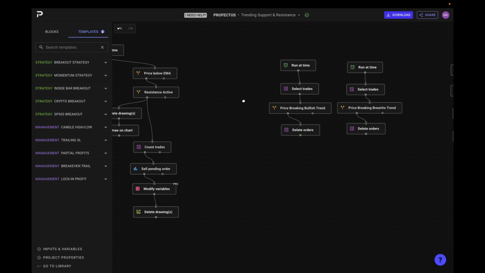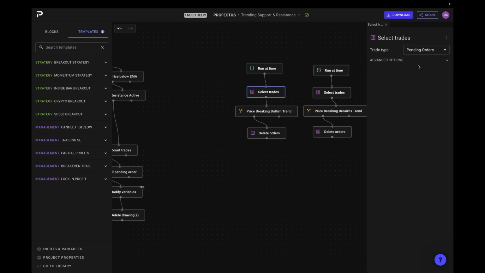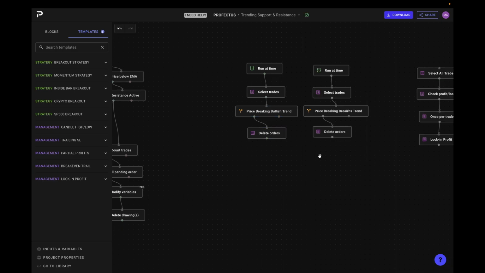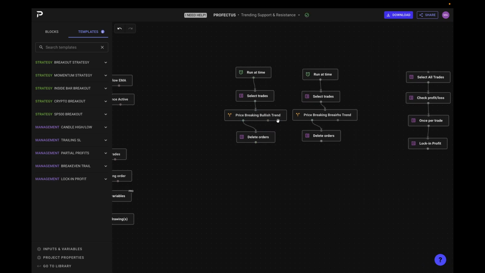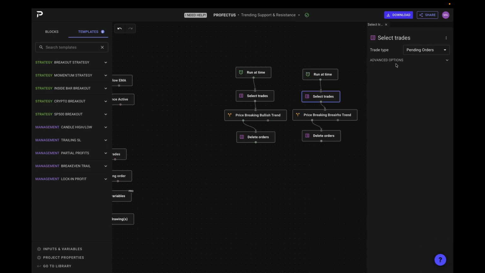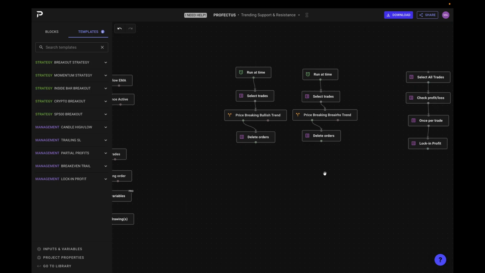And next up, run at time, 1:01. We select our trades. If the candle close of 1 is closing below the moving average, we want to delete our orders because price is breaking the bullish trend. And the same thing is true for here, select trades. We're gonna check if the candle close of 1 is above the moving average. Then we want to select the sells and delete them. Okay, so if we have a daily close through an EMA, we really want to just stop it. We want to delete our orders.